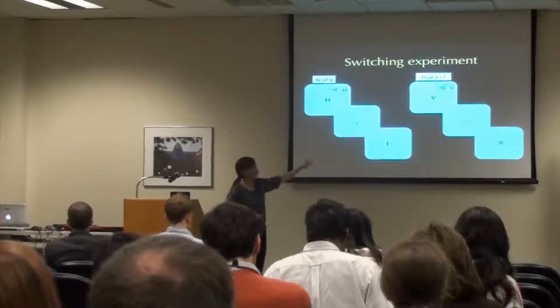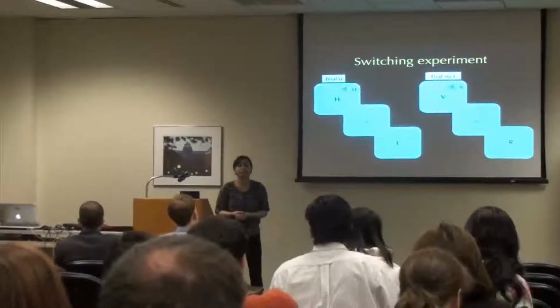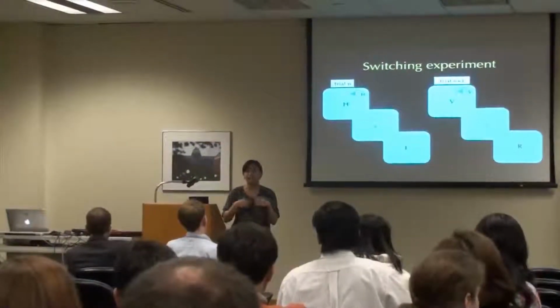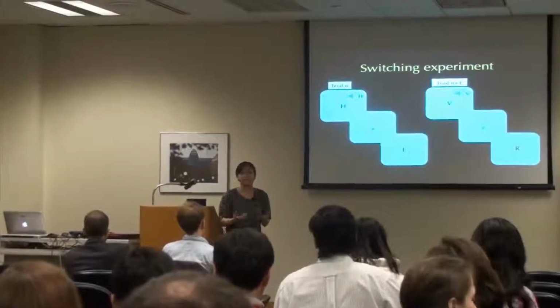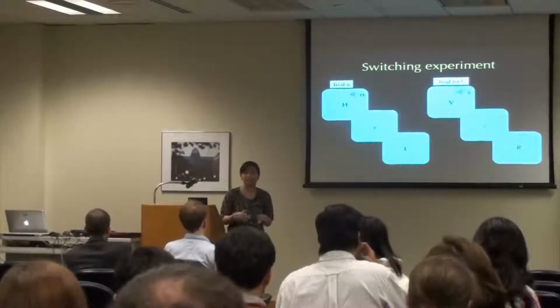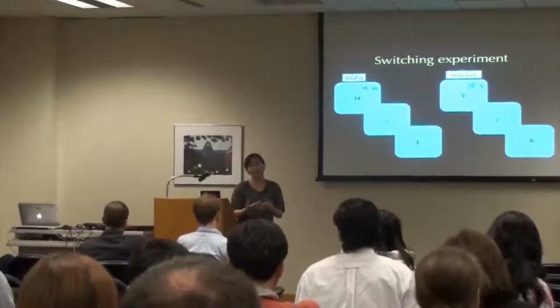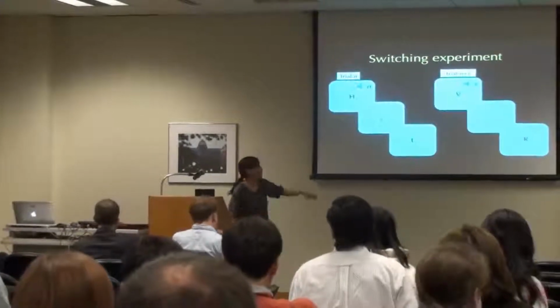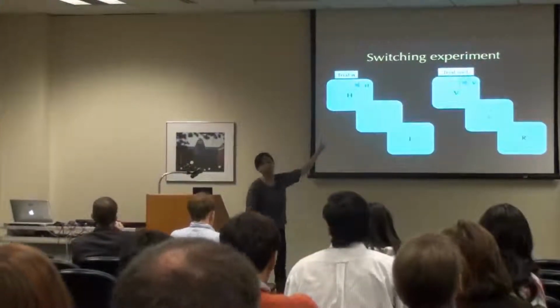After that delay or preparation period, a stimulus comes on the screen. The stimulus can either be an L or an R. If it's an L, they have to respond left. If it's an R, they have to respond right. And how they respond depends on the cue that they're given at the very start of the trial.